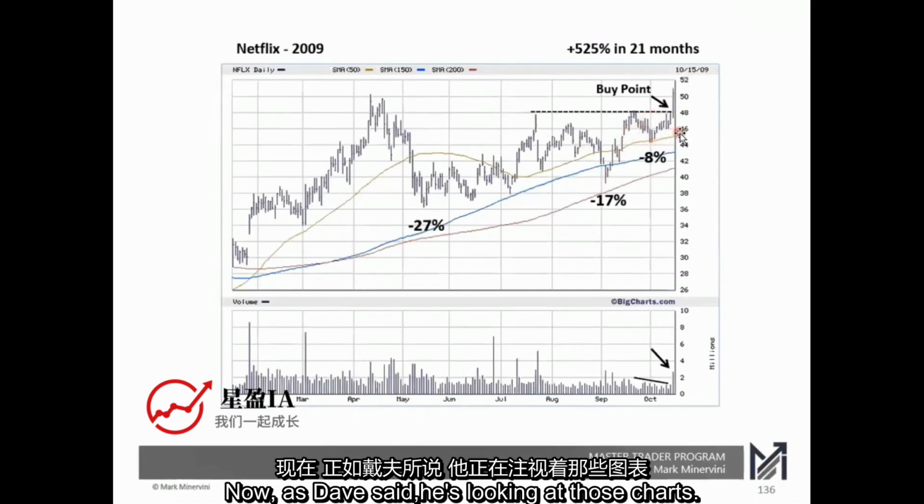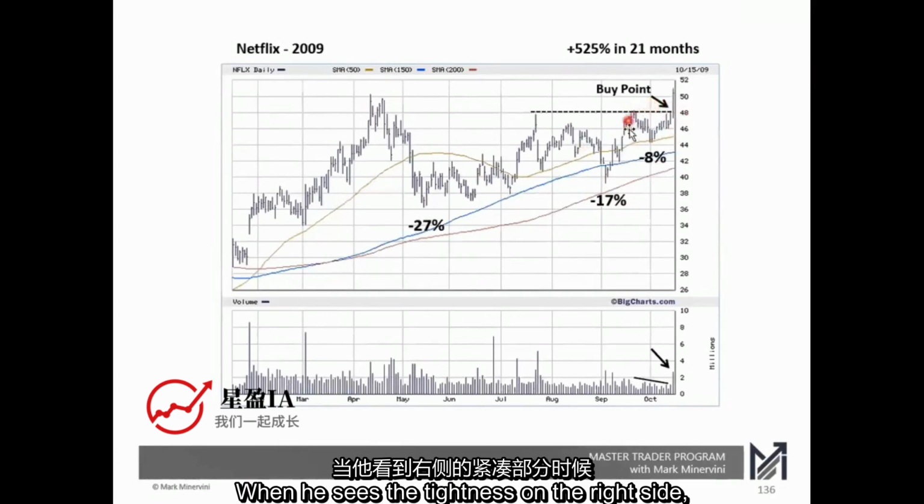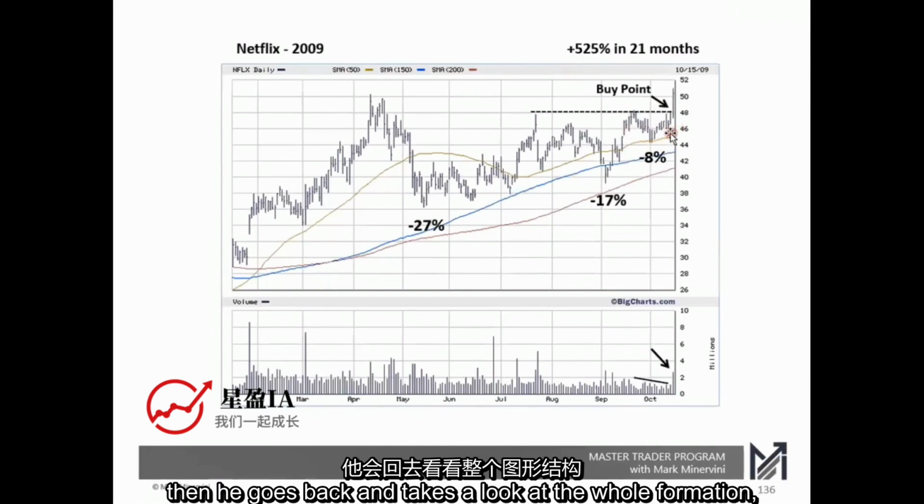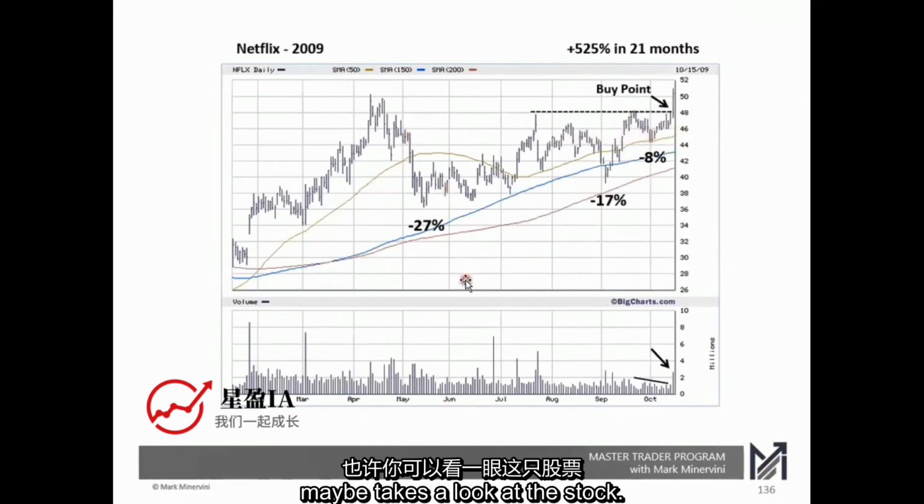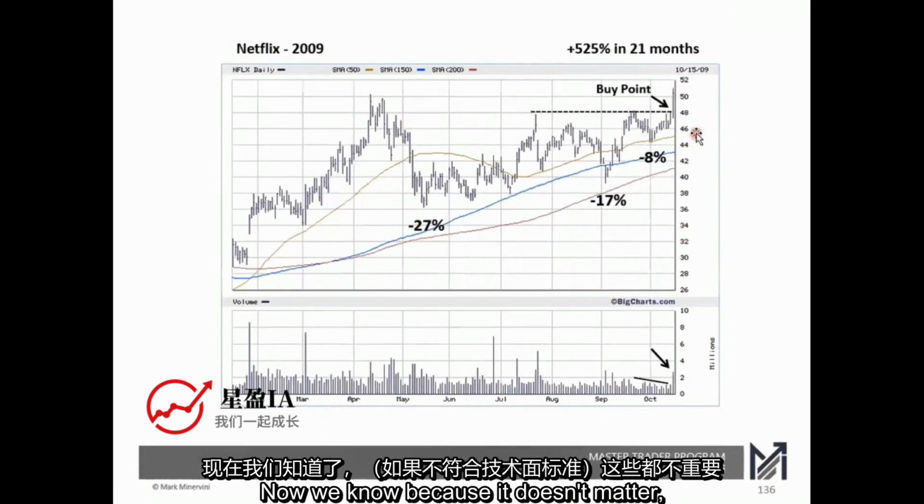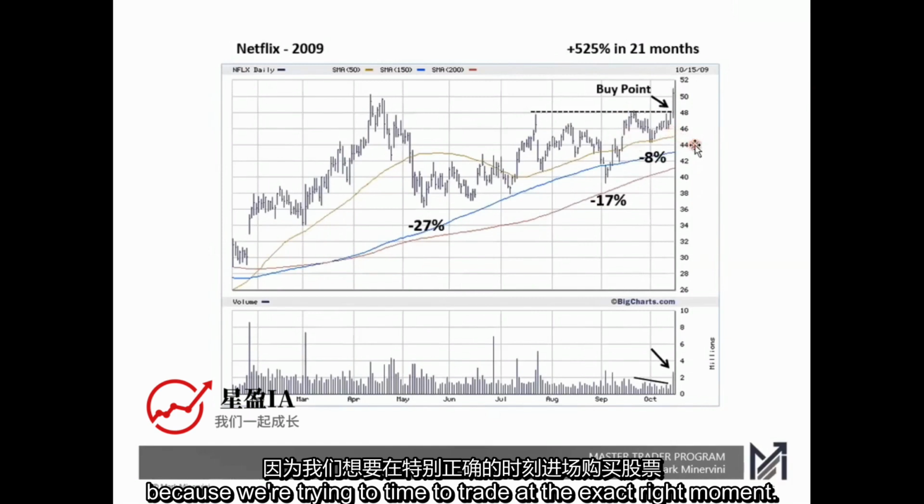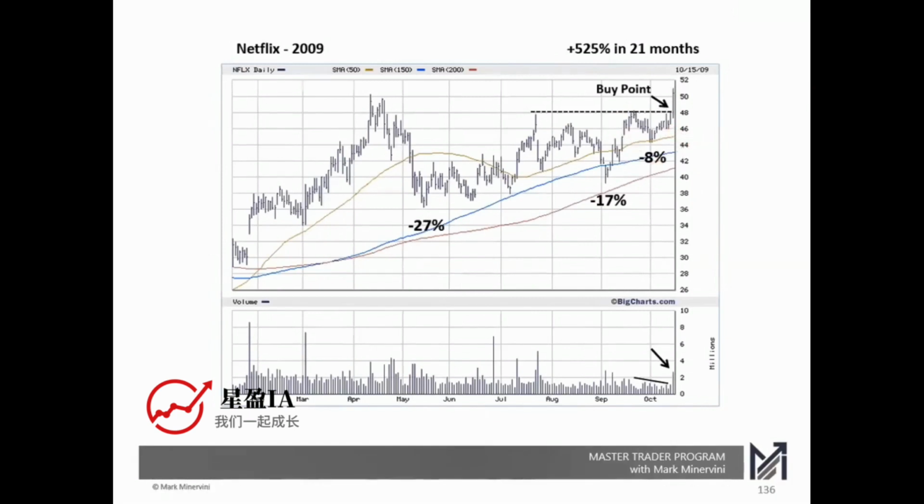Now, as Dave said, he's looking at those charts. When he sees that right side, that's what he's keying in on. When he sees the tightness on the right side, then he goes back and takes a look at the whole formation, maybe takes a look at the stock. Is it in a stage 2 uptrend? Does it have the earnings, the sales, the margins, all the things we're going to look for? We're not going to look at the stock unless the stock is in a tight buy point on the right side, because we're trying to time the trade at the exact right moment.